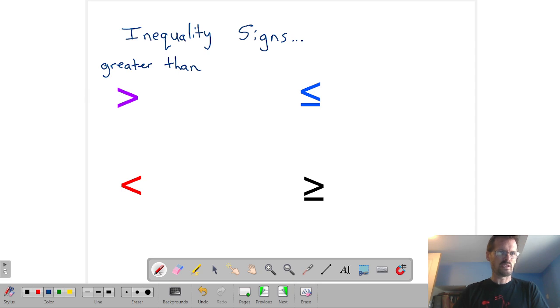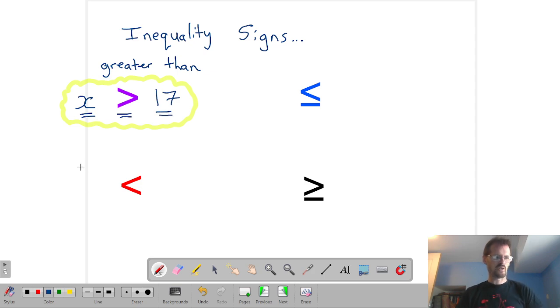So if you have something here, let's call it X, and something here, 17, the way you would read this phrase, this little bit of algebra I suppose, is X bigger than 17, or X is greater than 17, X is more than 17. We don't know what X is, but we know it's bigger than 17.